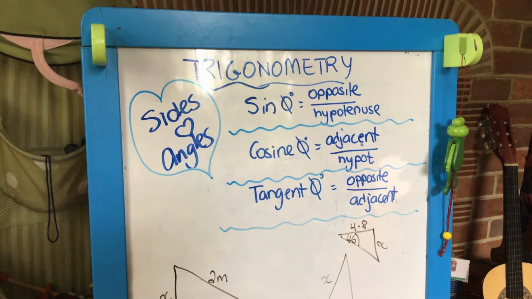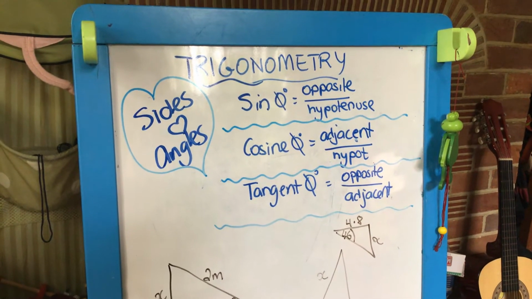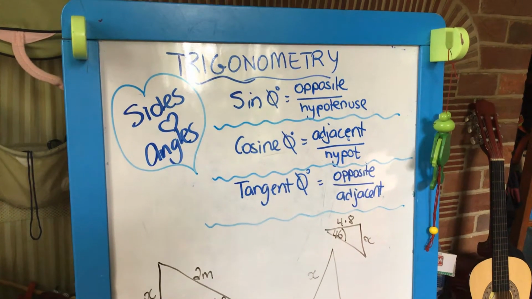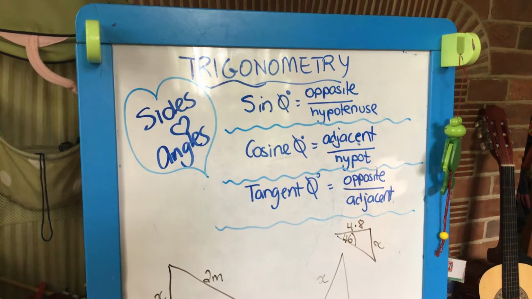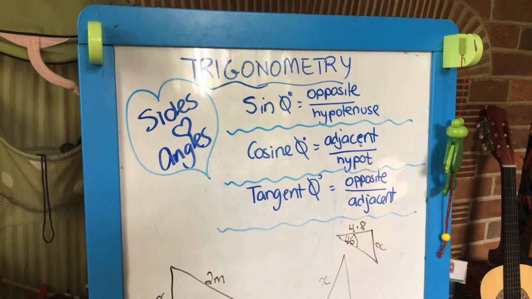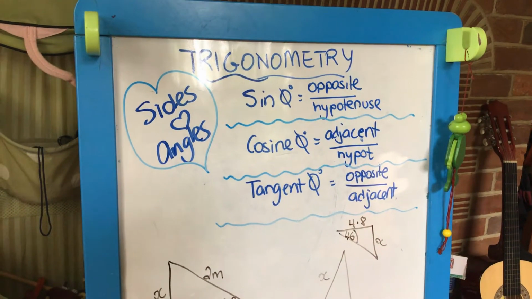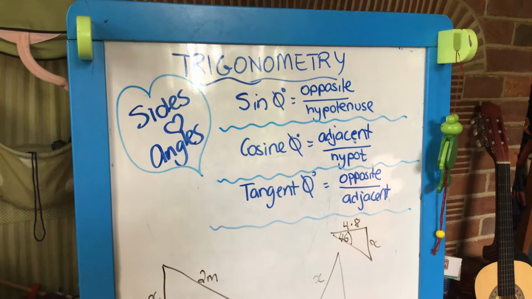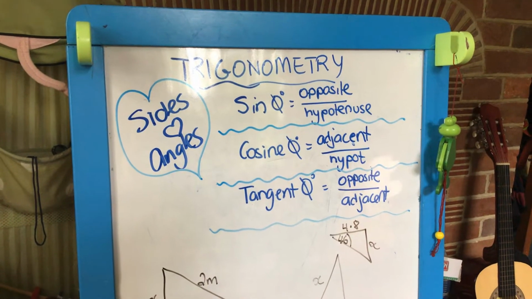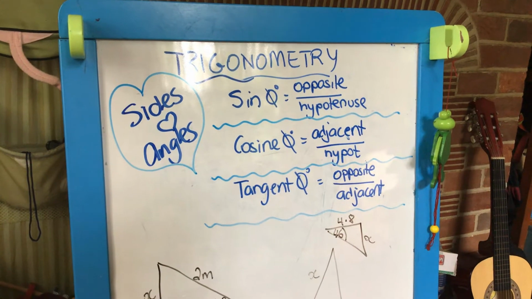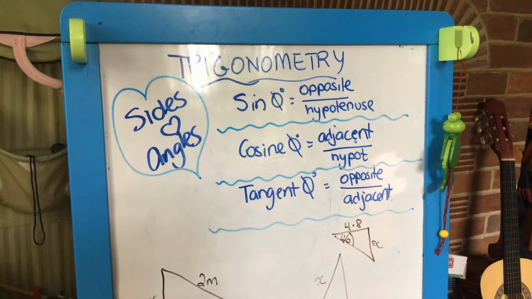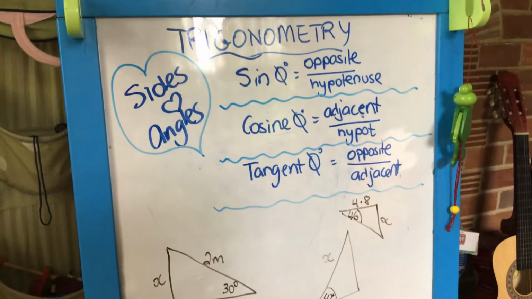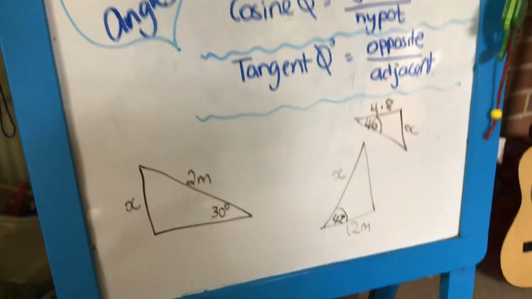Now these are the three ratios that we have. The sine of an angle, and I use that symbol, theta, because it just saves you putting any numbers in. You can use an x or anything you like, really. Sine of theta is the opposite side over the hypotenuse. Cosine of the angle is the adjacent side, the next to side, over the hypotenuse. And the tangent of an angle is the opposite side over the adjacent. So it's all about which side you choose is which.